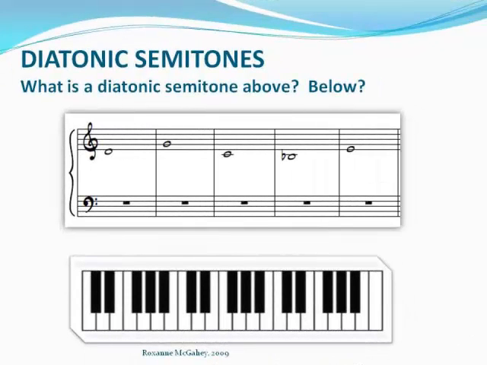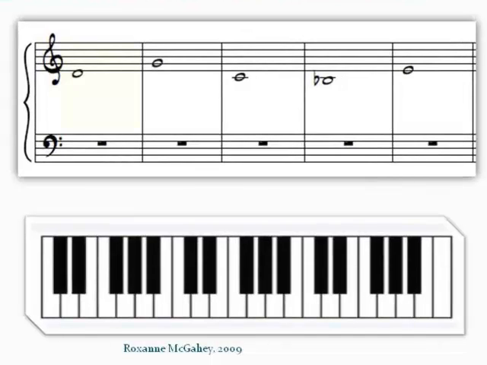Our first note is D. If we want to write a diatonic semitone above D, the letter E must be involved. When we look at the keyboard and move a half step or semitone above D, we have two choices, either D sharp or E flat. Because we're writing a diatonic semitone, we must have a different letter name. Therefore, we would need to write E flat. So the answer would be E flat.